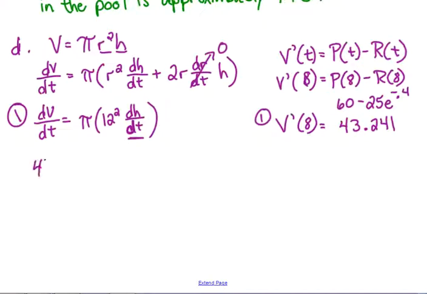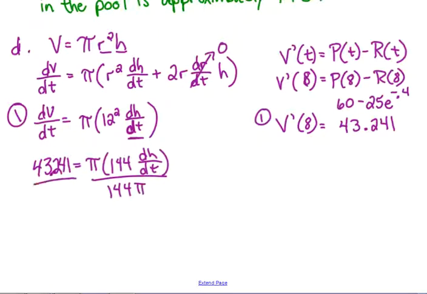Then we need to plug in, because it's asking for at that same time, so we plug in that rate of change for the volume. And then we just need to divide both sides by 144 pi. Very carefully in our calculator, making sure we put parentheses around the 144 pi. And so we get that dH over dt is equal to 0.095.